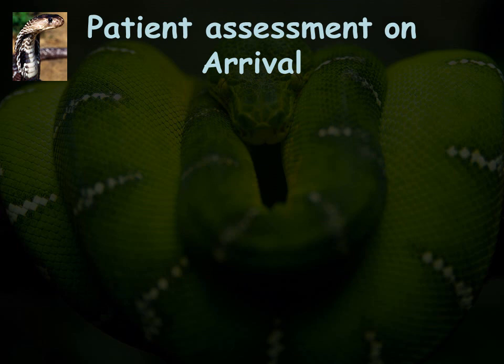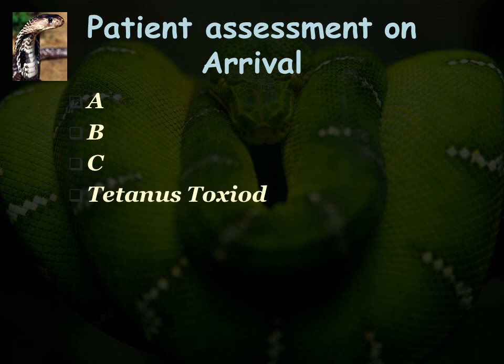Now, what are the assessments that we'll be doing on arrival of the patient? The simple things, that is the A, B and C. We have already described all these things when we were doing general toxicology, that is airway, breathing and circulation, so we are not going into detailed discussion here. The next thing is to give a tetanus toxoid, because in most of the cases, with the bite of these kinds of venomous animals, there is a potential threat of developing tetanus.